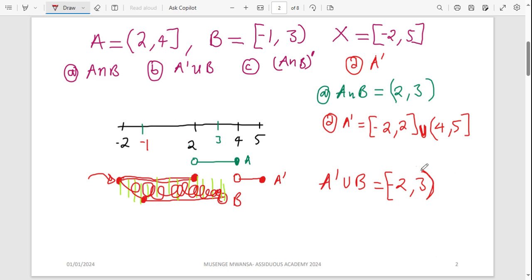this bracket. And then from that point we are going to continue all the way from what? From 4 up to 5. 5 is being included, 4 is not being included. Just put a union in the middle. So this is going to be A complement union B. That is how you represent that set.